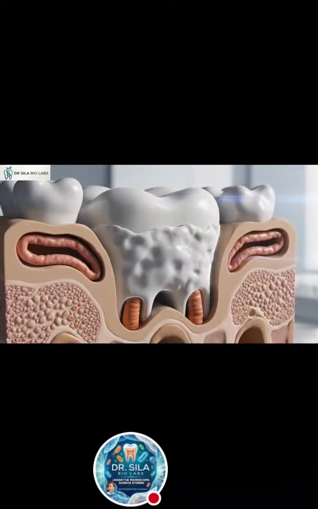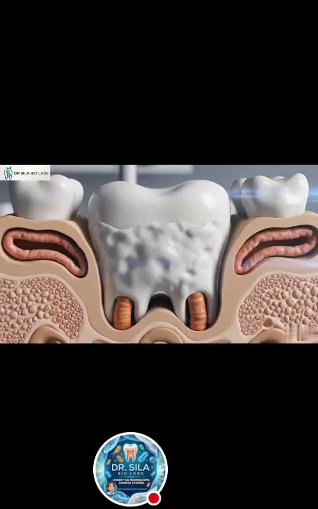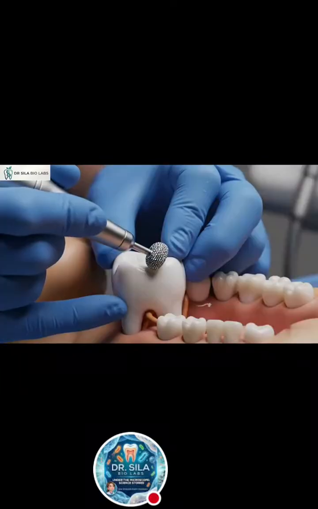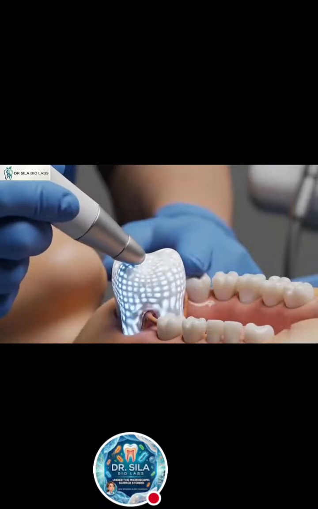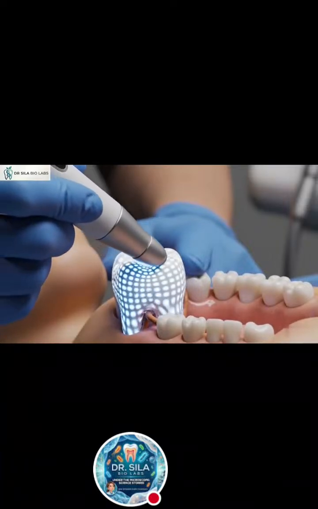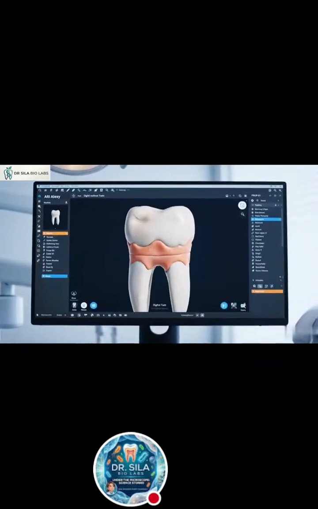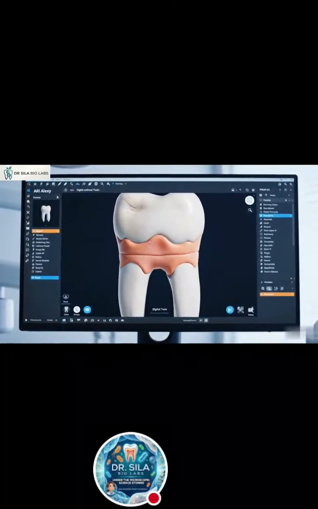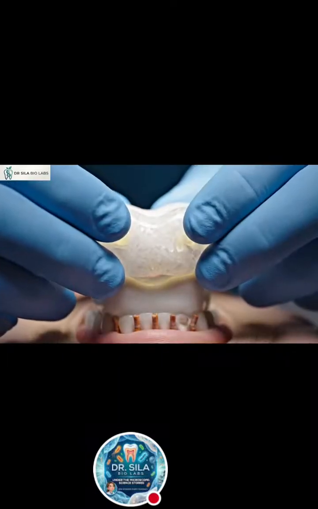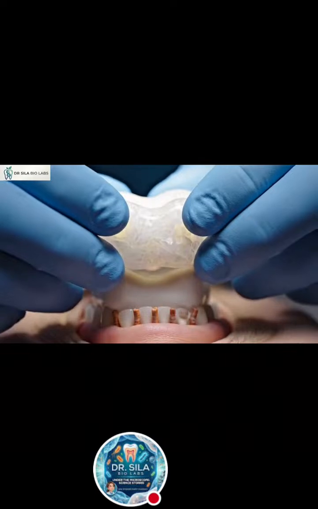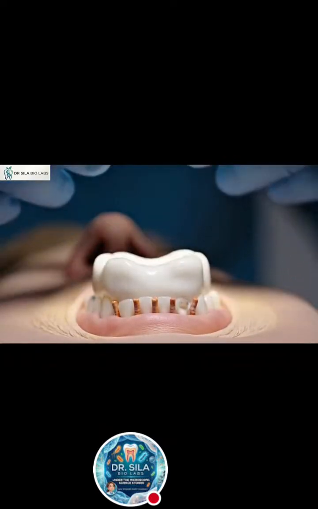In many cases, especially for molars, a dental crown is recommended to provide long-term protection. The intraoral scanner captures thousands of data points, creating a precise digital impression of the prepared tooth. The crown covers the entire visible portion of the tooth, distributing chewing forces evenly and reducing the risk of fracture.